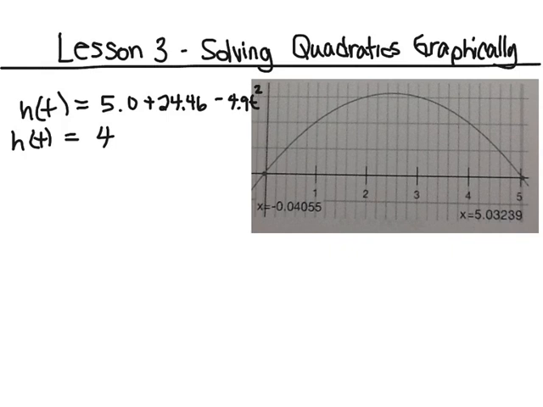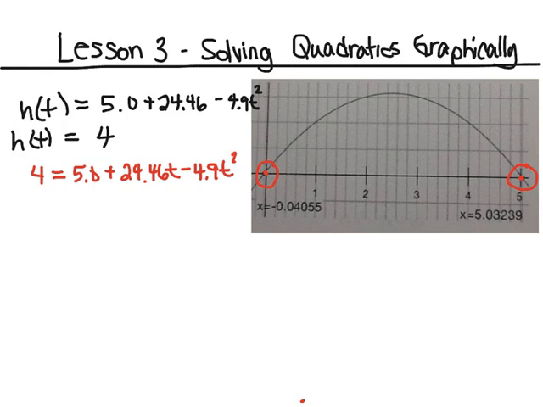So what we want to do is substitute our height to be equal to 4. So we have 4 equals 5.0 plus 24.46t minus 4.9t squared. Now we already have it graphed, and I used a graphing calculator to do this. Our x-intercepts are at x equals negative 0.04055 and x equals 5.03239.